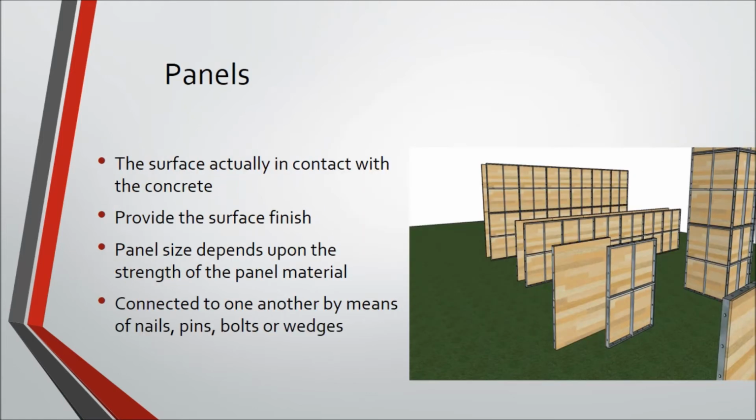Panels are the surface actually in contact with the concrete. They provide the surface finish, and the panel size depends upon the strength of the panel material. These are connected to one another by means of nails, pins, bolts or wedges. Some of the panels used are quite crafty, which employ highly flexible panel materials to get the desired finish.